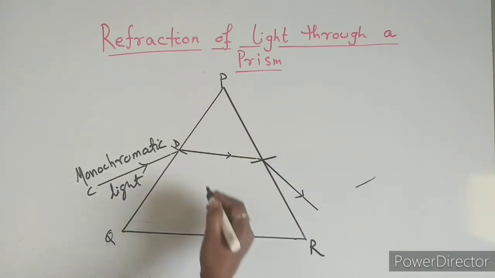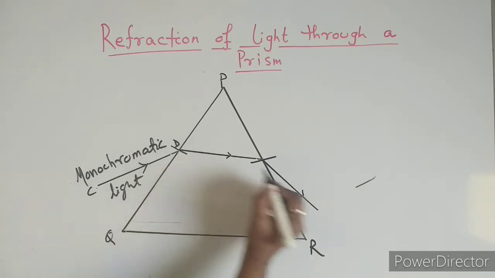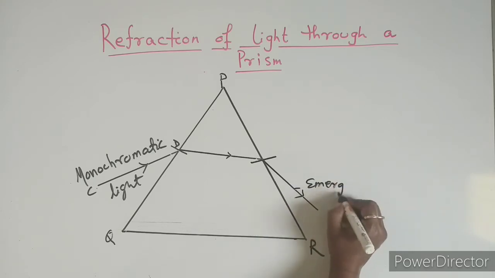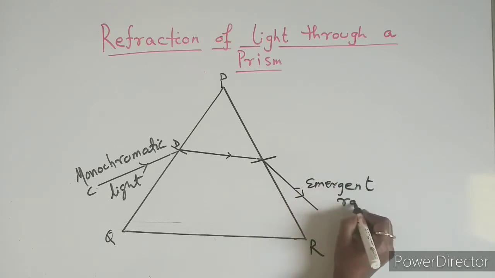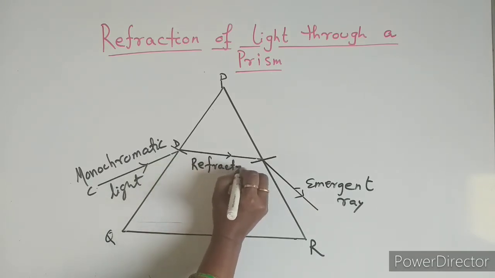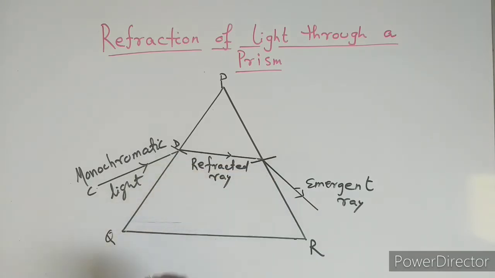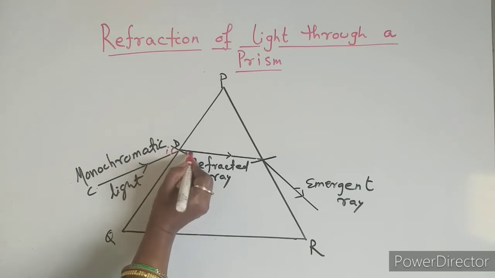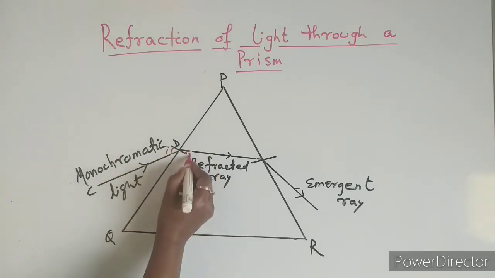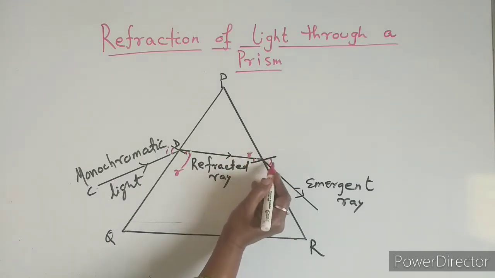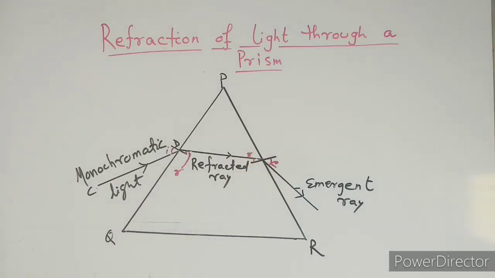So this one is the refracted ray, and this one is the emergent ray. Here we can say this one is the angle of incidence, this one is the angle of refraction, here also there is refraction, and this one will be the angle of emergence.